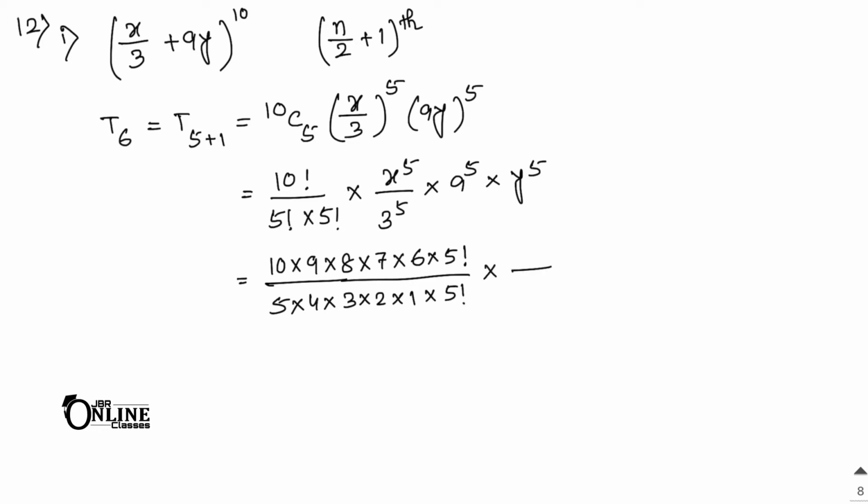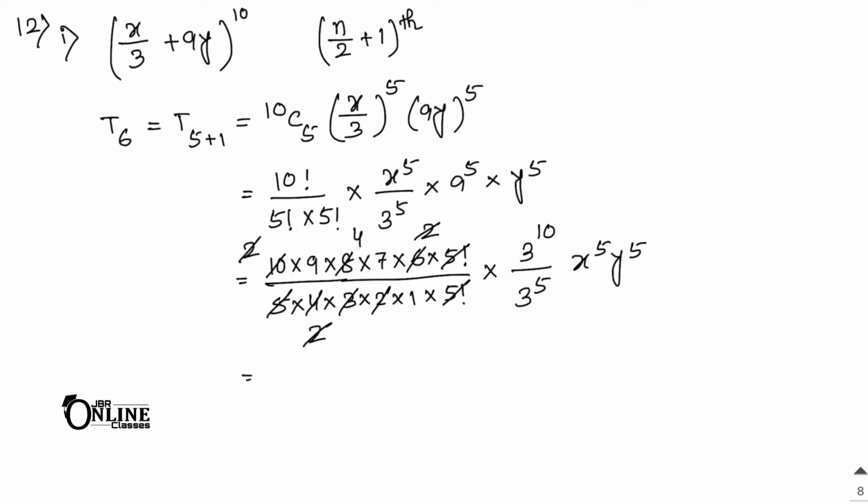And now next one, 9 to the power 5 means here 3 to the power 10, because 9 means 3 to the power 2, so 2 into 5 becomes 10, and that one over 3 to the power 5, then x to the power 5, y to the power 5. So 5 factorial cancels out, 5 2s are 10, then here 2 2s cancel out, 3 2s are 6, then 2 4s are 8, now here 2, it's 4.